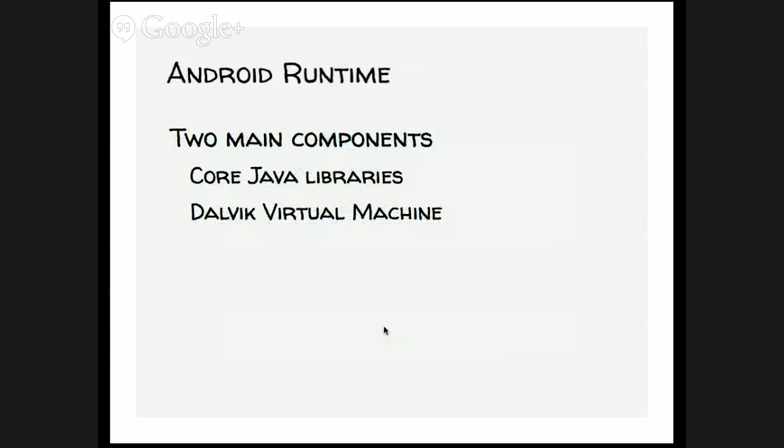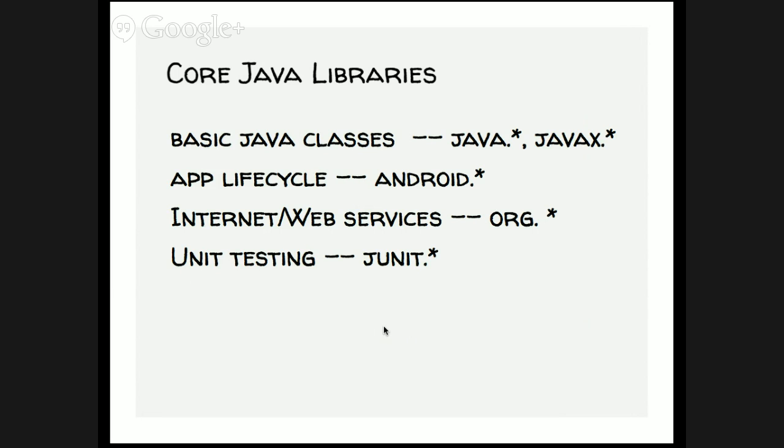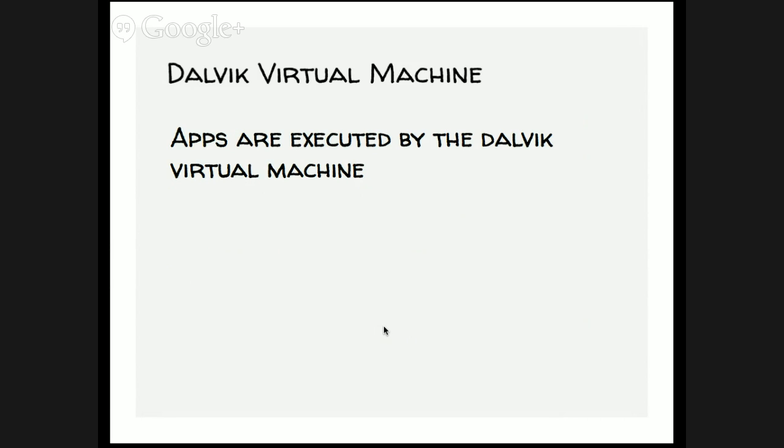Then the runtime. There are two main components. Core Java libraries are there as part of this, so you can use the Java function calls that you are used to, and then its own Java virtual machine, the Dalvik virtual machine. The core Java libraries are all java.* and javax.*. I will talk about the lifecycle in detail, and this is a very involved topic in itself. But all these libraries are there: internet web services, org, and so on. Unit testing, if you want to do JUnit testing. So that's it. And then apps are executed by the VM.